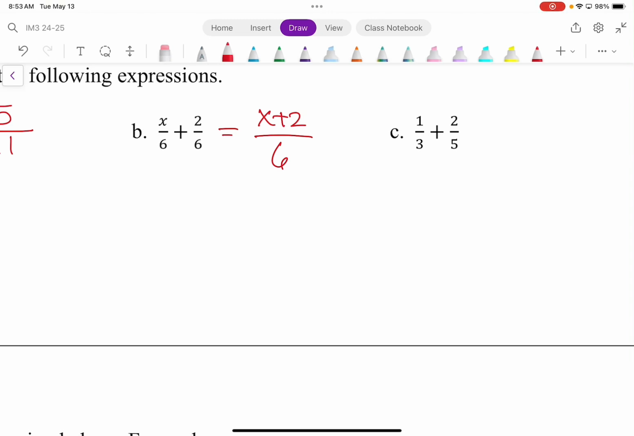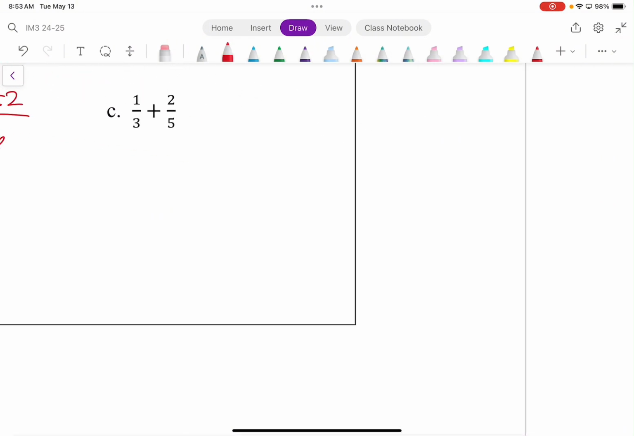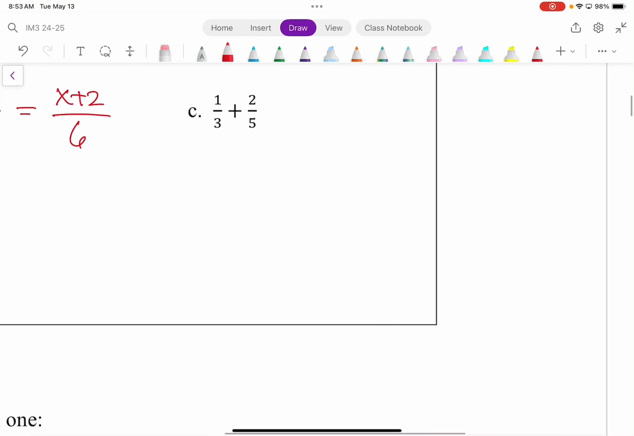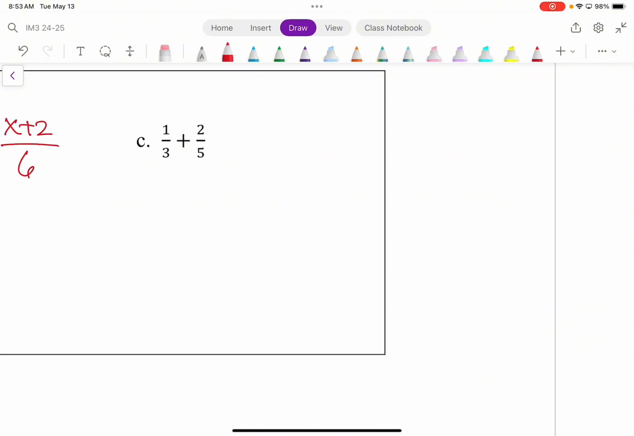Now, here comes the fun part with problem C, which is what happens when you don't have a common denominator? Because now we have to find one. So we have to think about the least common multiple. This is known as LCM, the least common multiple.